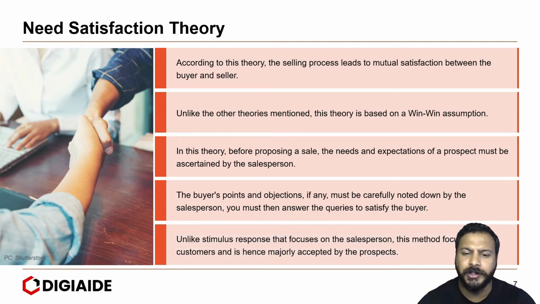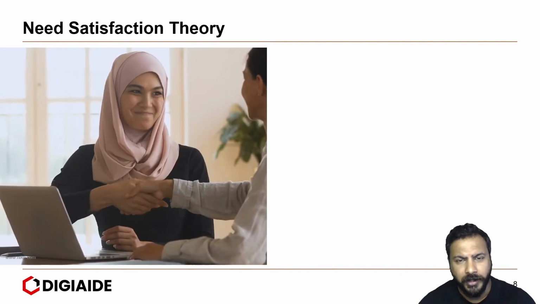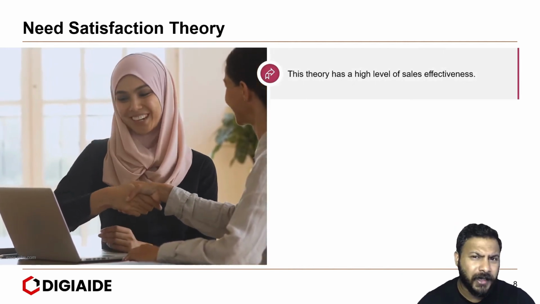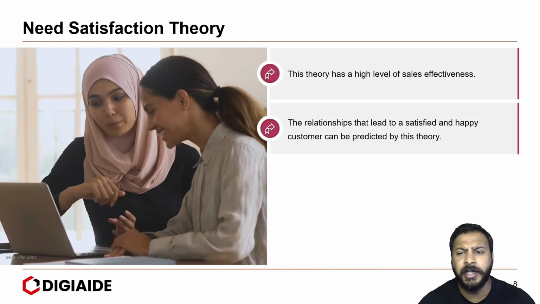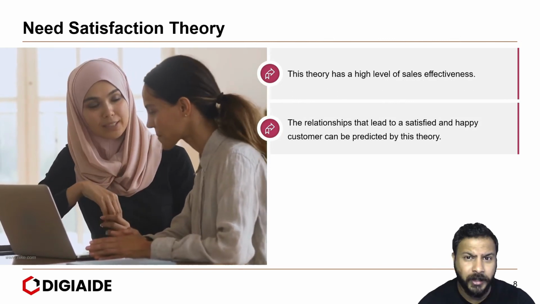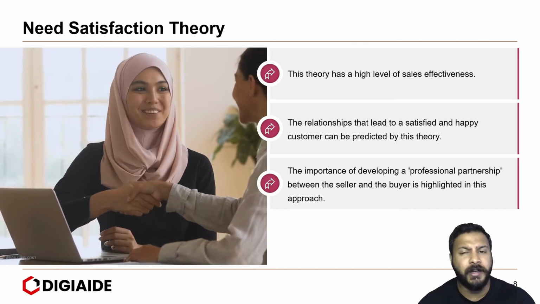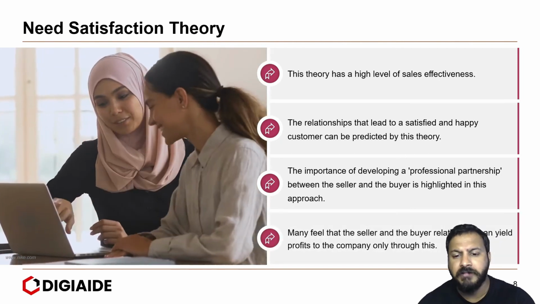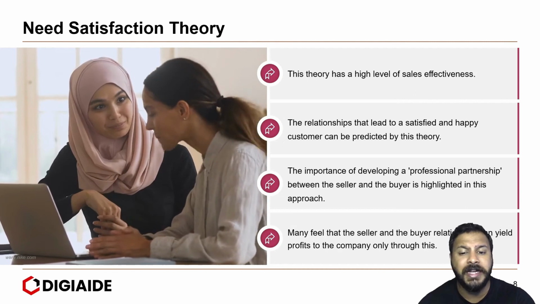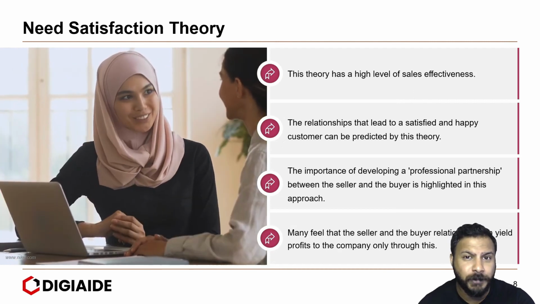Unlike stimulus response theory that focuses on the salesperson and her or his skills, this method focuses on the customer and is hence majorly accepted by the prospect. Moving further, this theory has a high level of sales effectiveness as well. The relationship that leads to a satisfied and happy customer can be predicted by this theory. The importance of developing a professional partnership between the seller and buyer is highlighted in this approach. Many feel that the seller and buyer relationship can yield profits to the company only through this particular theory.